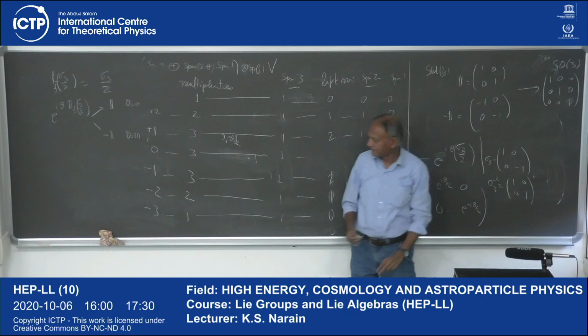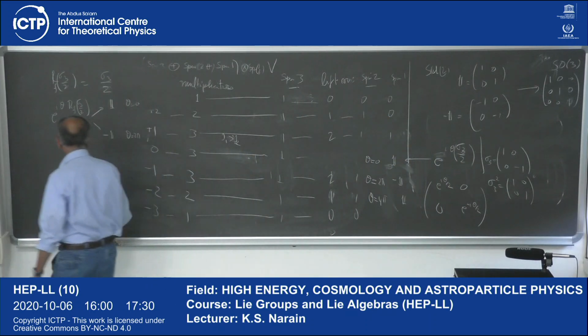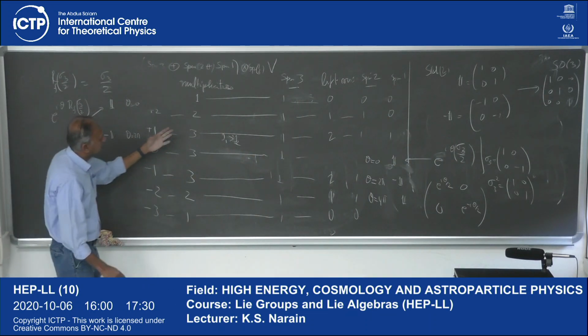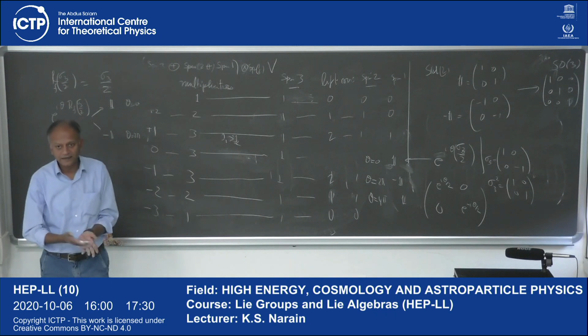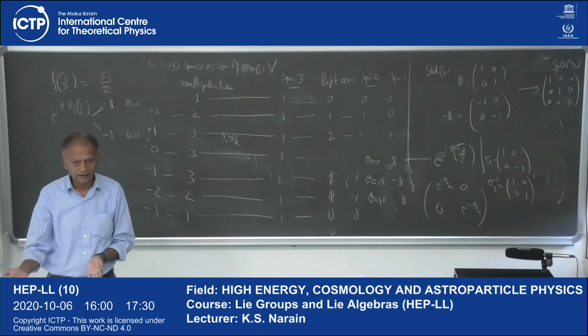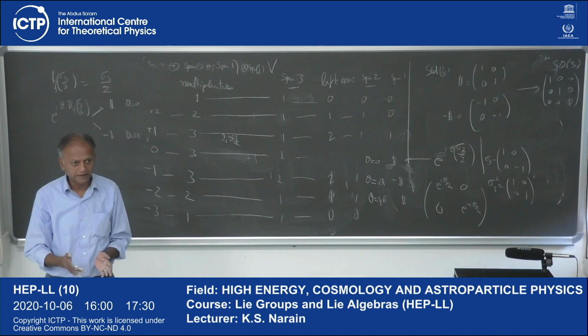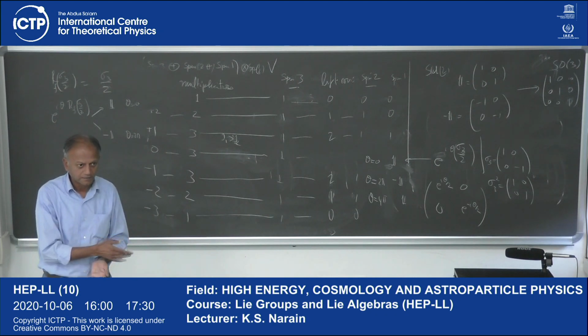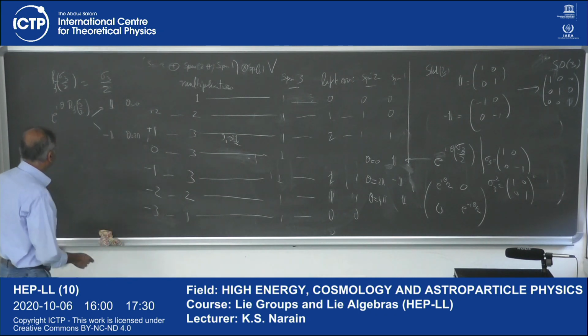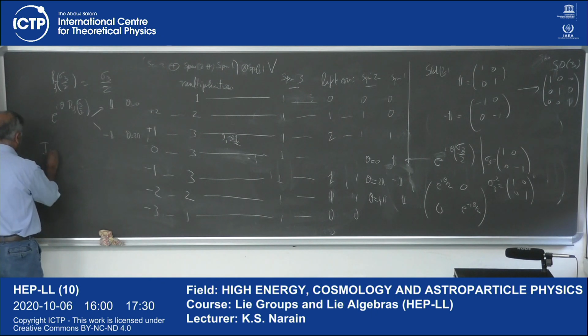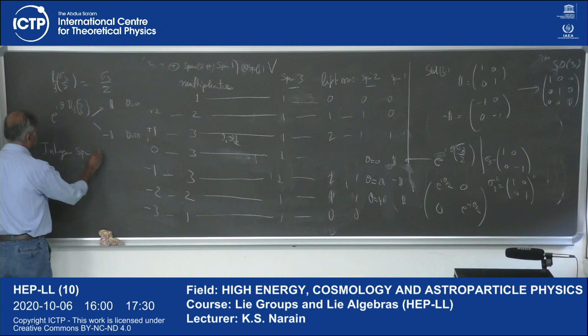On the other hand, the spin 1 representation, you already know, gives you the SO3 matrices. This we have done before. So the conclusion is that all the integer spin representations are also representations of SO3.